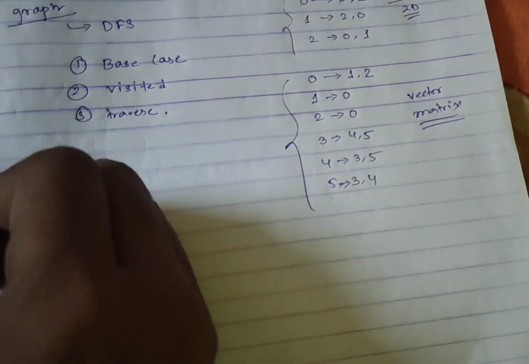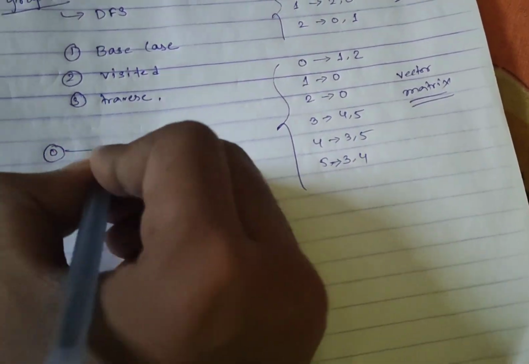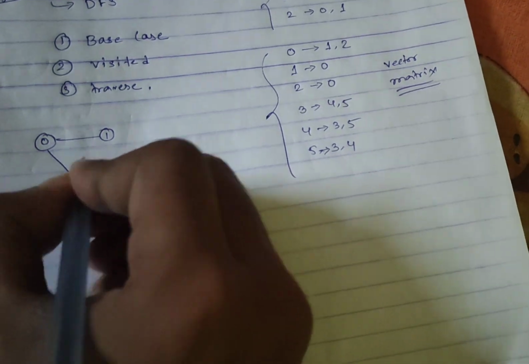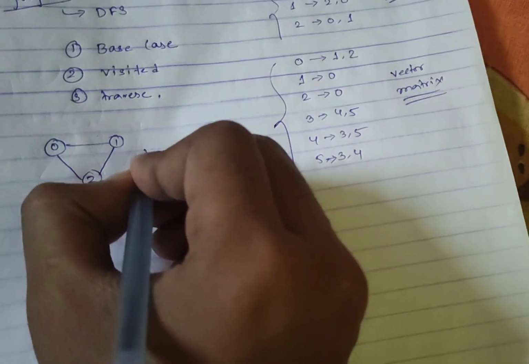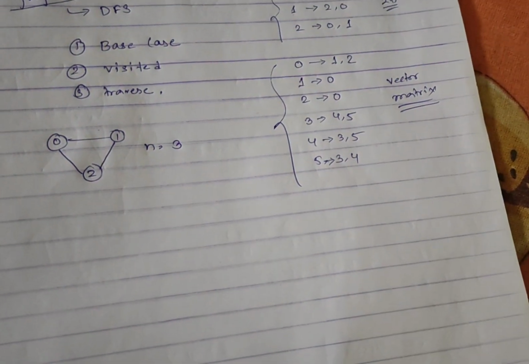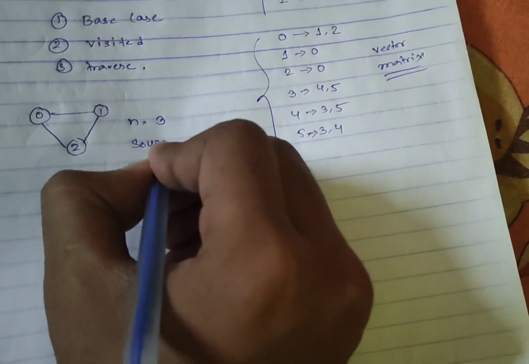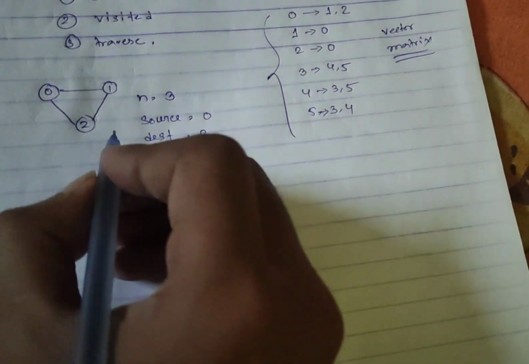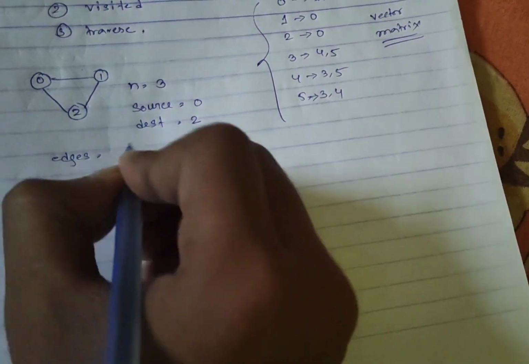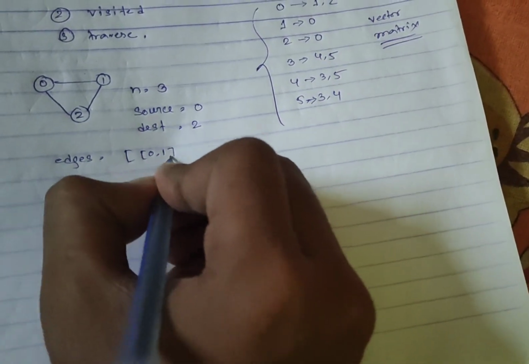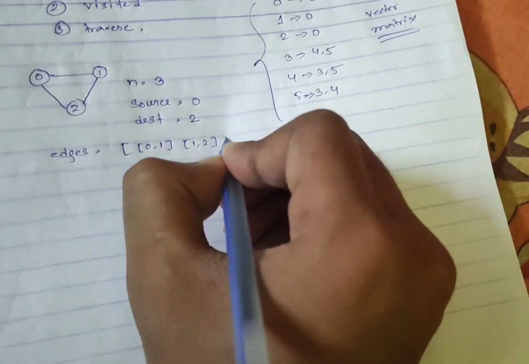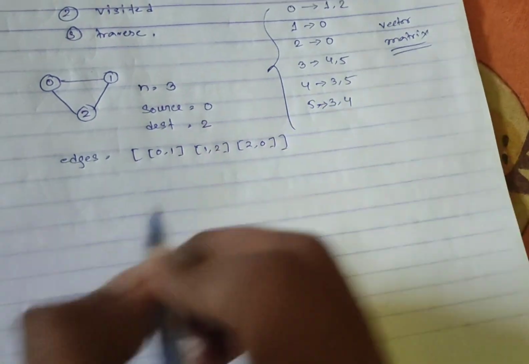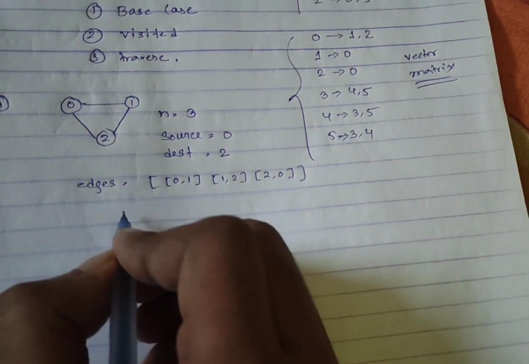Let's check the first example: 0, 1 and then 2. Here n equals 3, the source node is 0 and the destination node is 2. The edges are 0 1, 1 2 and 2 0. So how do we do it?